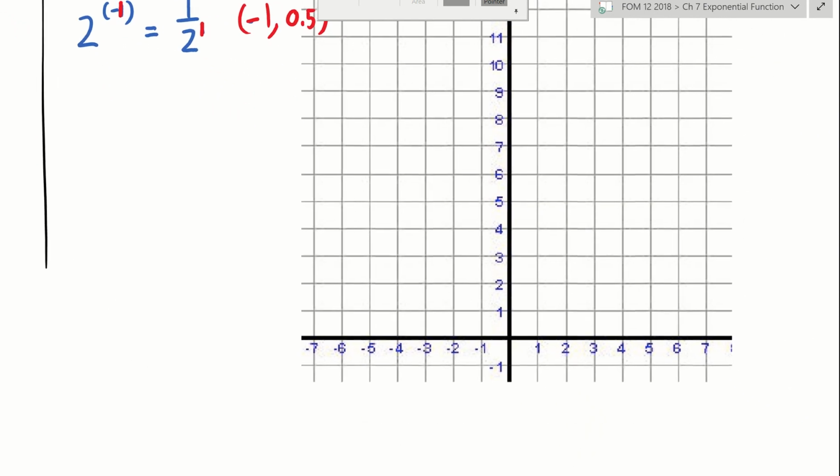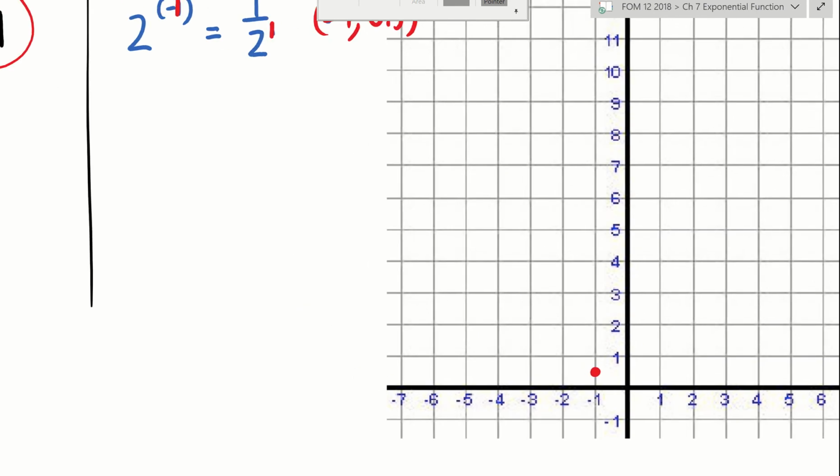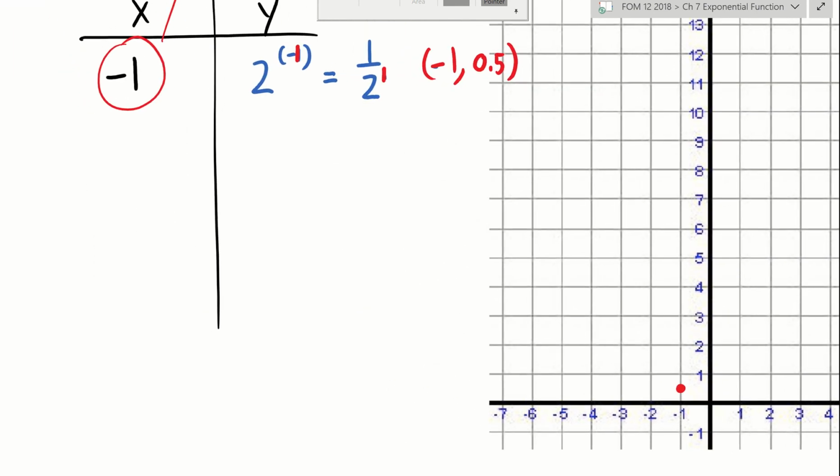So when x equals -1, y equals 0.5, it's going to be right here. Hopefully you can see that dot right there. Okay, so that's going to be our first point. And then we're going to plot a few more. The next one is when x equals 0. So we have 2 to the power of 0. Well, anything to the power of 0 is 1. So this gives us a point of (0, 1), right? x is 0, y equals 1.